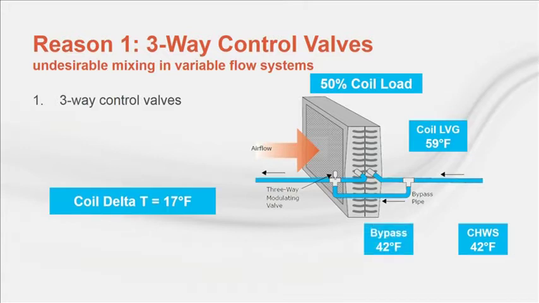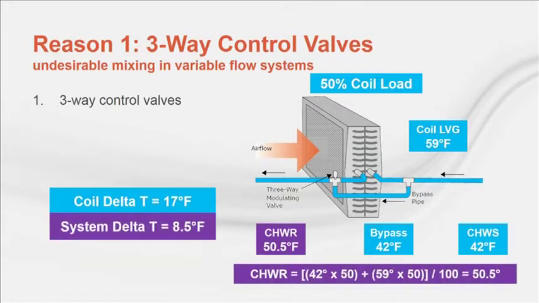But 50% of the 42-degree supply water is bypassed around the coil by the 3-way valve and mixes with the coil leaving water temperature. This results in a wastefully cool 50.5-degree system return water temperature at an 8.5-degree system delta T, exactly half of what the coil is producing.